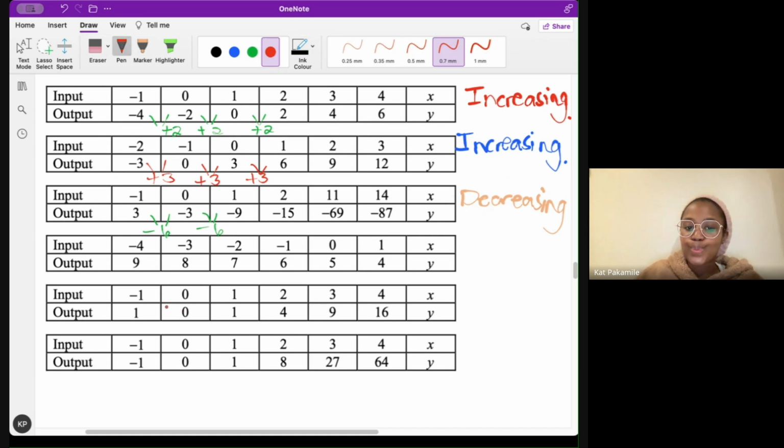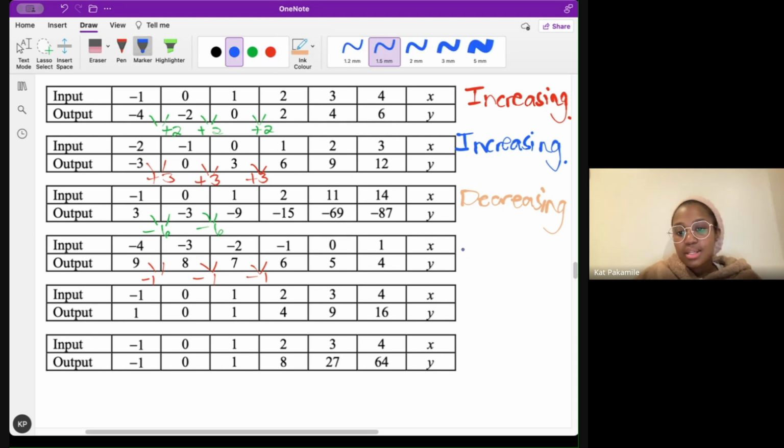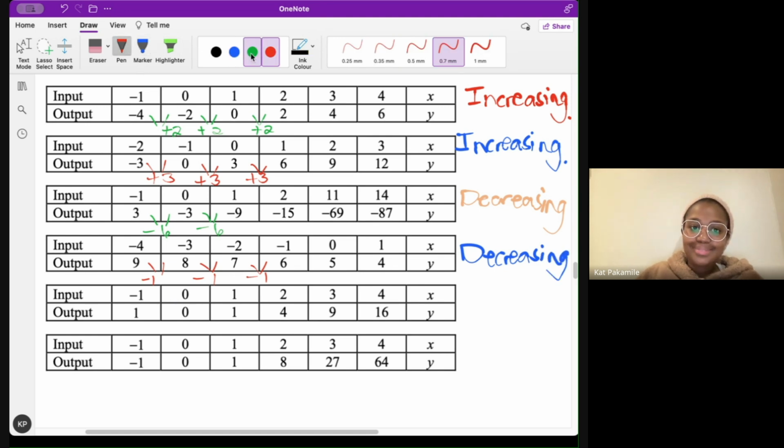9, 8, 7, 6, 5, 4. That is a decreasing graph because I am subtracting 1. Okay, so then this is a decreasing graph. All right, next one is very interesting.